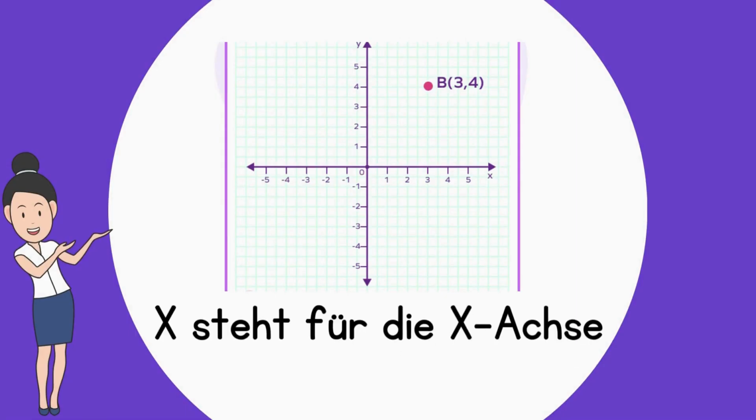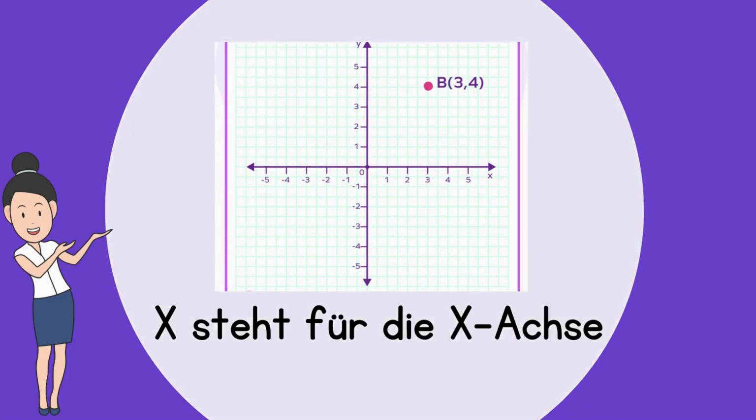Next, we have the letter X. The letter X is pronounced as X. Once again, X. X steht für X-Achse. Once again, X-Achse. X-Achse is basically the X-axis that you have in maths.